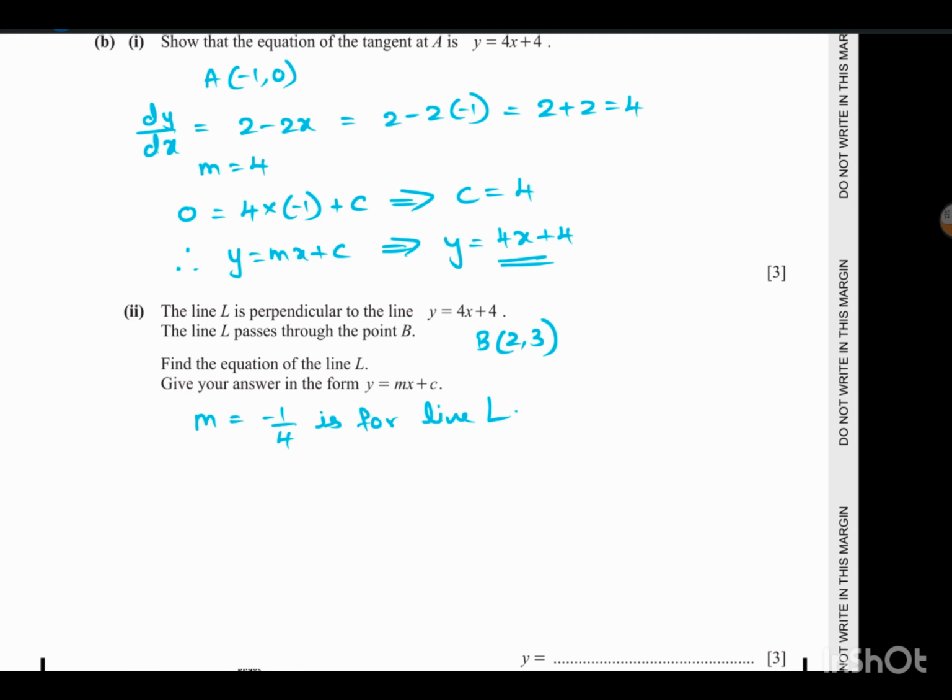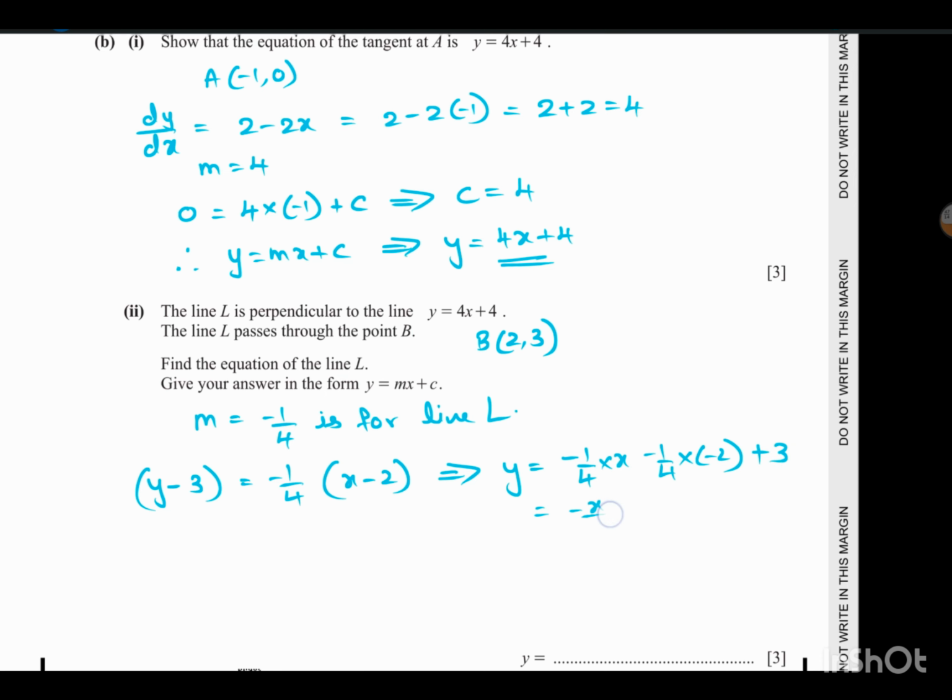Now we know the gradient, we know the point through which it is passing. So your equation will be y minus y1 is equal to m into x minus x1. Bringing 3 onto the other side, keeping y, so minus 1 by 4 into x minus minus 2. Let me multiply this: minus 1 by 4 into minus 2, so that is plus, and 3 also.